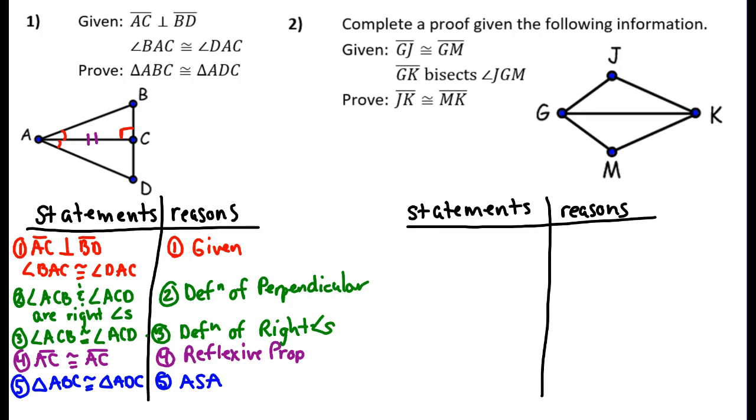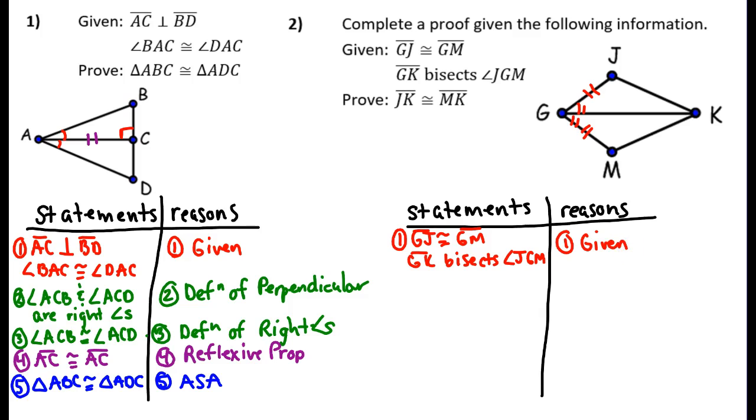Okay, looking at problem number 2, it says complete a proof given the following information. So they tell me that segment GJ is congruent to segment GM. GK bisects angle JGM. So when it bisects, that means that these two angles are congruent. So we will have to talk about that right now. It just is implying that. So first thing I want to write down is my given, GJ congruent to GM, and GK bisects angle JGM. Reason being, given.